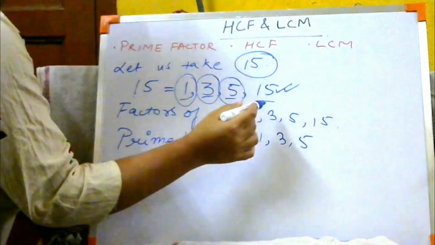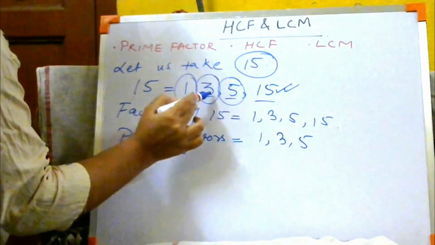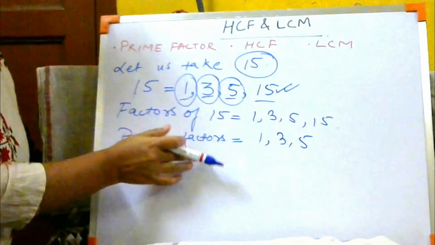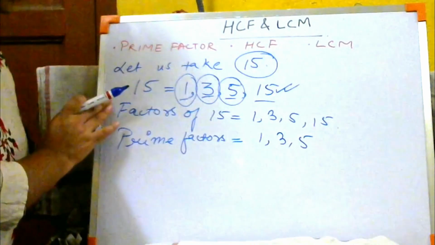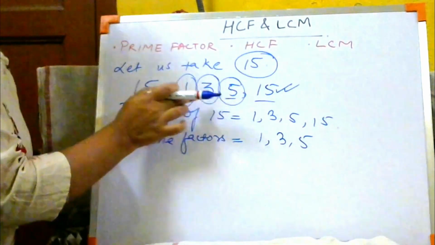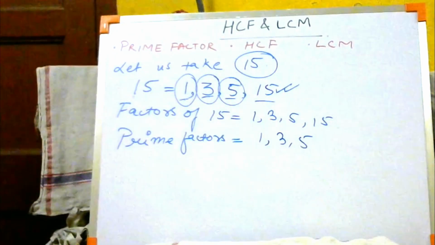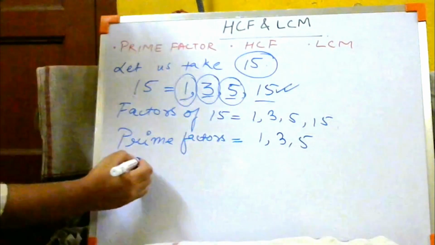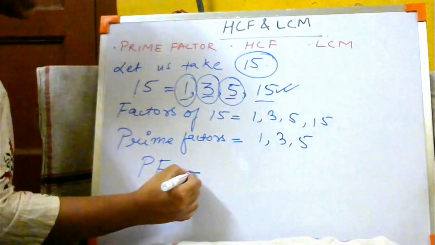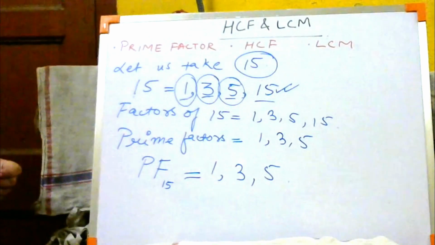Why not 15? Because 15 is divided by 3 also, 15 is divided by 5 also, 15 is divided by itself also. But prime factors are those prime numbers that are divided only by themselves. And over here when we are talking about factors of 15, the prime factors are those factors of 15 which are only divided by themselves. So in this, 1, 3 and 5 are the factors which are only divided by themselves. So these are prime factors of 15. We can also write it like this: PF with a small 15 at the bottom, that means prime factor of 15 is equal to 1, 3 and 5. I guess you understood what is the meaning of prime factor now, isn't it?